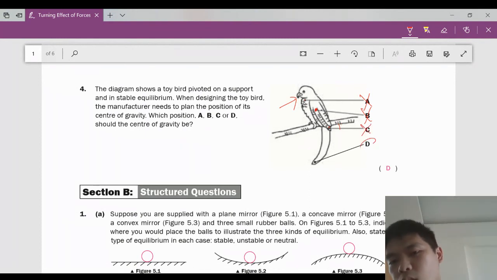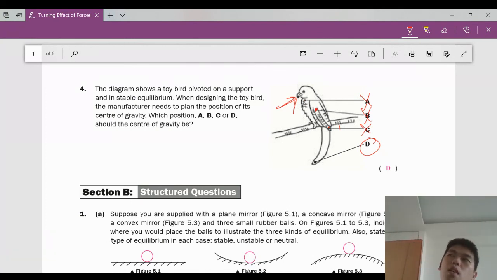So the answer will only be D, because imagine D, if I were to push the bird here, push like that, what will happen is this goes up and then comes back down again. Center of gravity will return back to its original position. Center of gravity will also be lower upon being disturbed. Whereas for the rest, the center of gravity will keep getting lower and lower and lower.